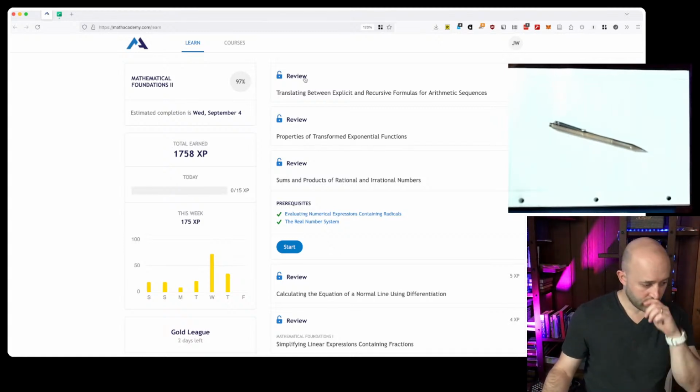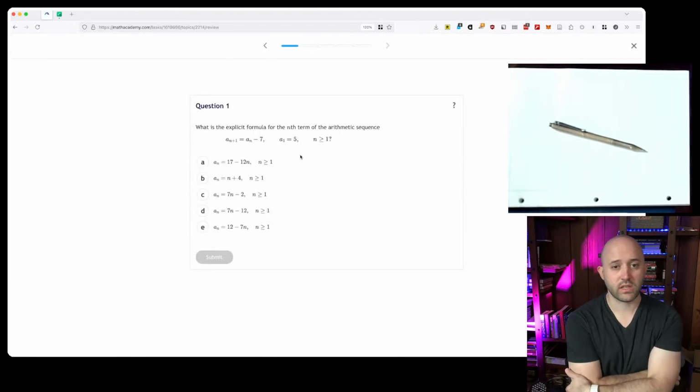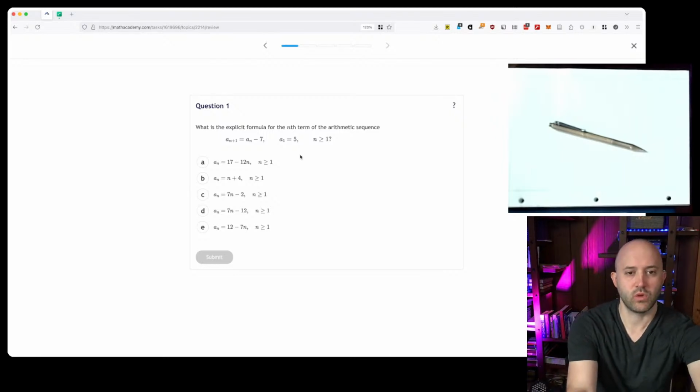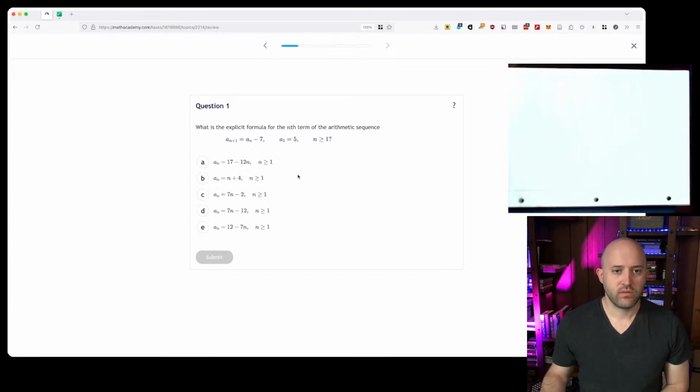So let's just kick it off with the first things first, with the review. This is going to be translating between explicit and recursive functions. I'm just going to work on this as I normally do. I'm not going to be explaining what I'm doing so much. This is more just what the experience is like as you go through it. So, what's the explicit formula for the nth term of the arithmetic sequence?